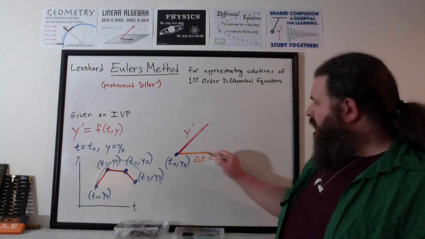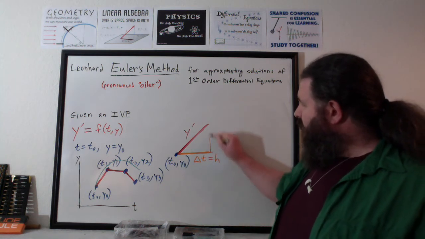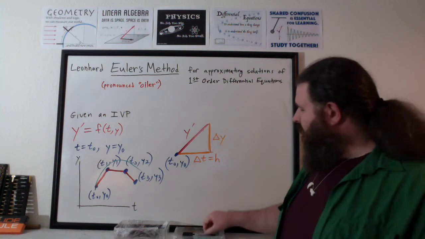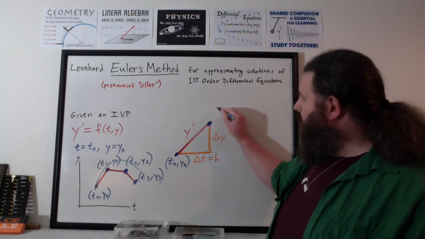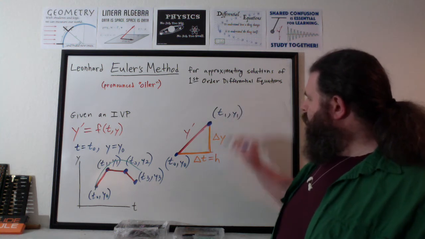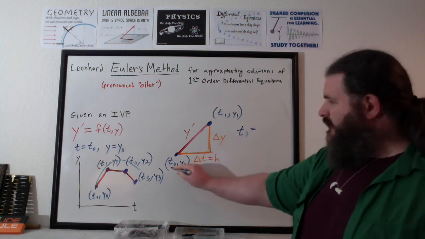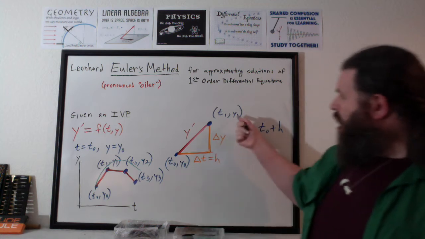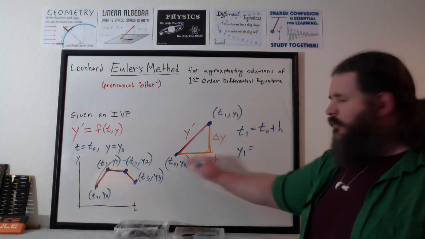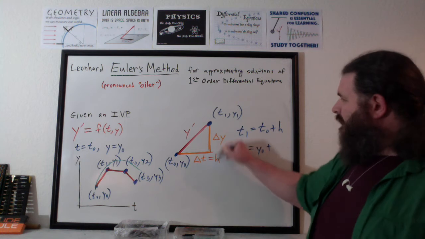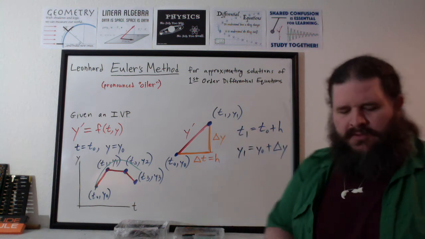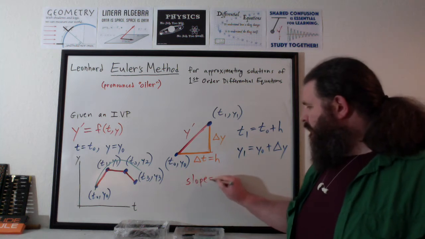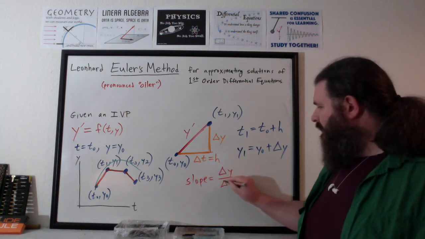In the same amount of space there or time, you're going also up some distance, which we would usually call delta y. And that gets you to your next data point, t1, y1. So t1, of course, is just t0 plus delta t, t0 plus h. And then y1, the next y data point, is y0, the original, plus whatever this delta y is. To find that delta y, we can just go back to the original definition of slope. Slope equals rise over run, delta y over delta t.